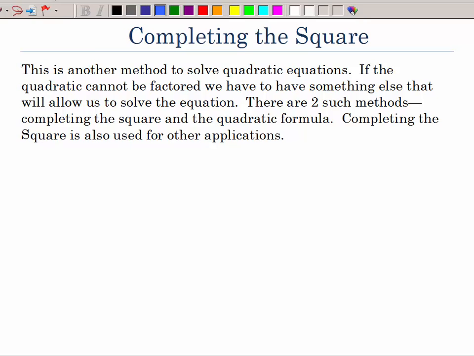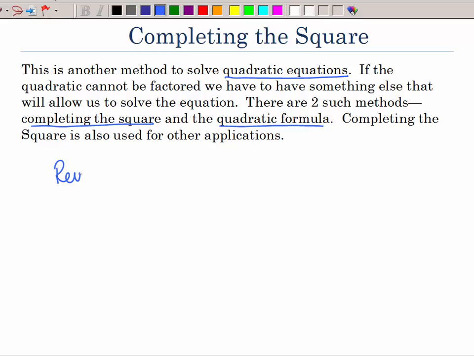In this video, we're going to learn how to complete the square. This is yet another method to solve those quadratic equations. If we cannot factor, then we need to be able to still solve. We have learned how to use the quadratic formula. Now we're going to learn how to complete the square. Why do we need another method? Well, just to tell you, completing the square is used for other applications in your next math classes.